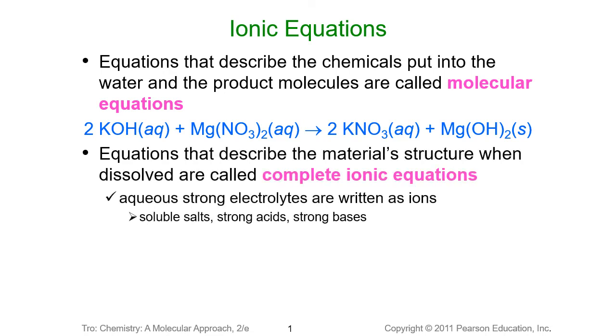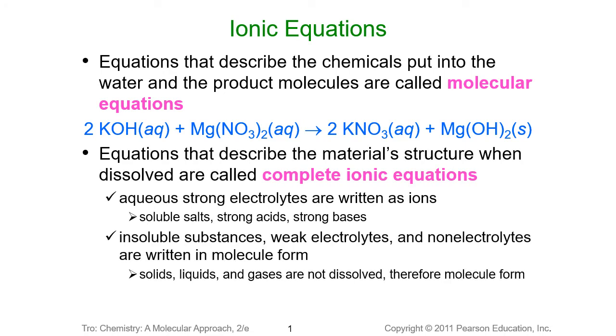When a material is put into water and it dissolves, a more informative way of looking at these reactions is what we call the complete ionic equation. So our aqueous, strong electrolytes are written as ions because that is how they exist in the solution. So if it's a soluble salt, we break it apart into the ions. If it's a strong acid, we break it apart into the ions, or a strong base.